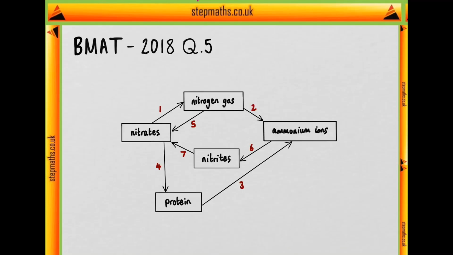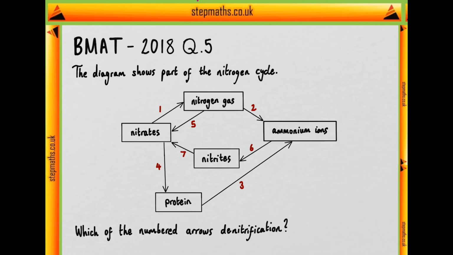In question 5 we're given the following diagram, which we're told shows part of the nitrogen cycle. We're then asked which of our numbered arrows, 1 through 7, shows denitrification. Now in part this question is a factual recall question, recalling that the denitrification process is the conversion of nitrates into nitrogen gas by denitrifying bacteria.